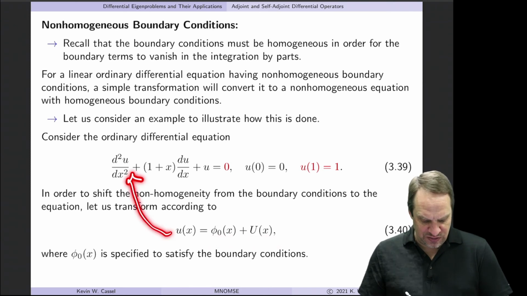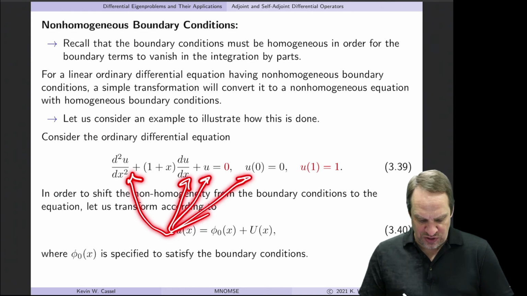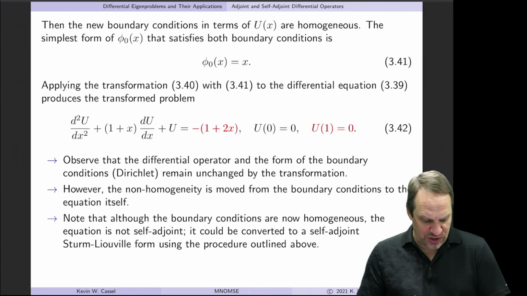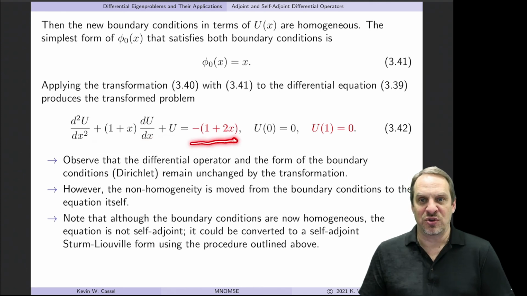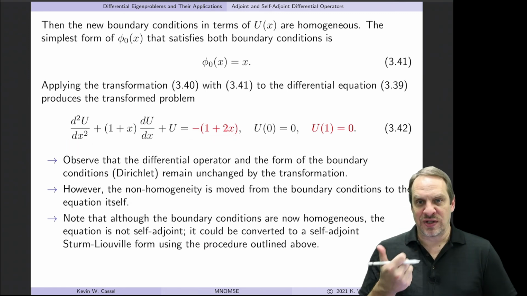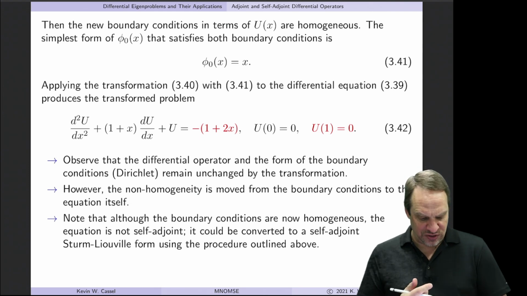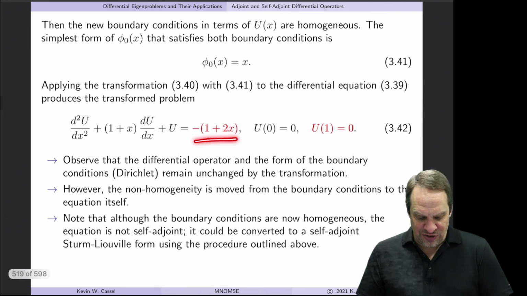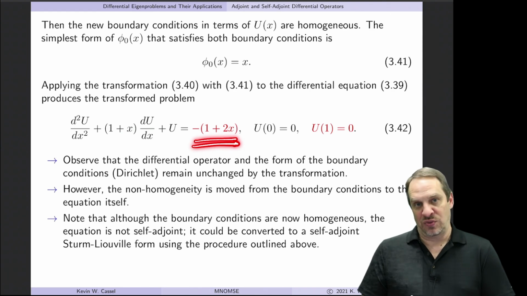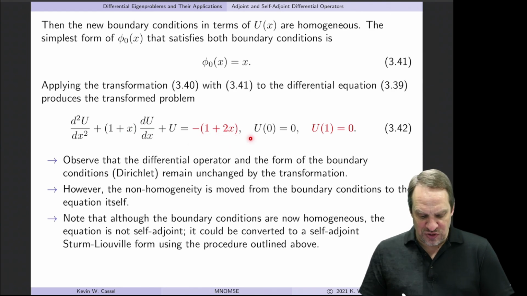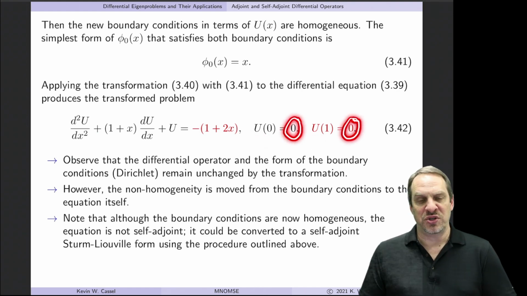If I plug that in for u everywhere in the equation and in the boundary conditions, we'll get a differential equation now for capital U. So d squared U dx squared plus 1 plus x times dU dx plus U is equal now to minus the quantity 1 plus 2x. So the first thing you'll notice, it's still second order, it's still linear, so it's of the same form as the original differential equation, but it's slightly different, and it now has a non-homogeneous right-hand side. So we now have an f of x. But in terms of the new variable, capital U, you'll notice that both boundary conditions are now homogeneous.